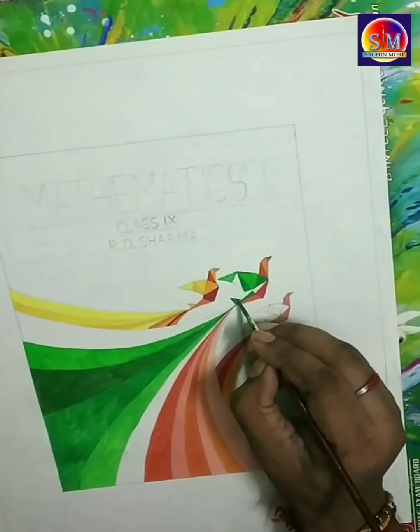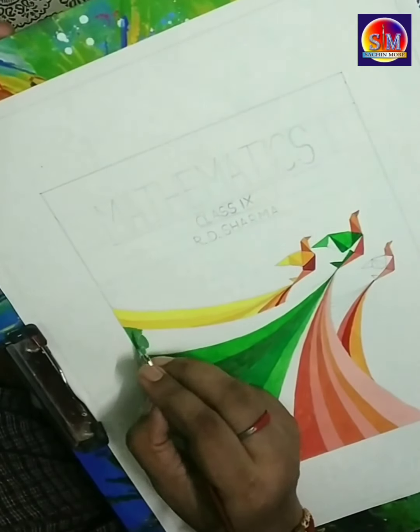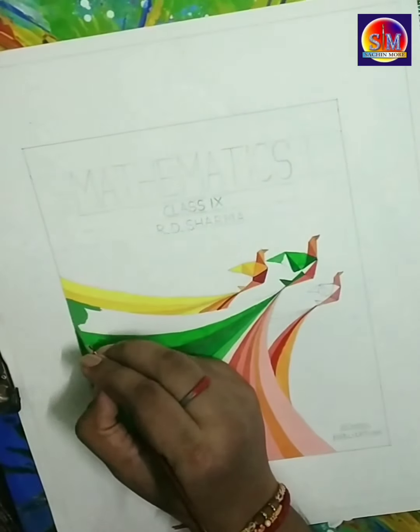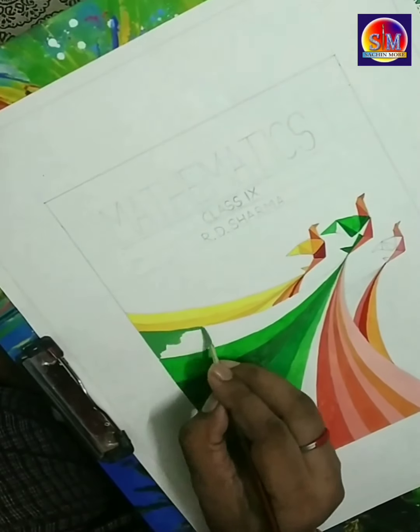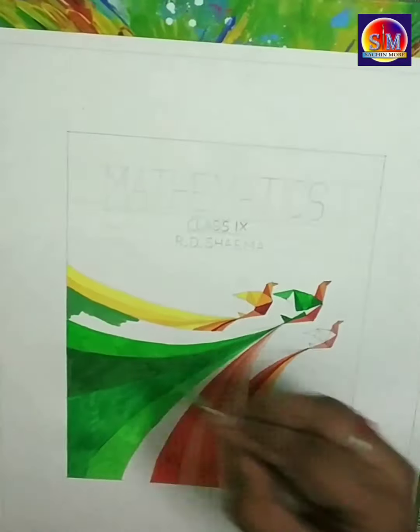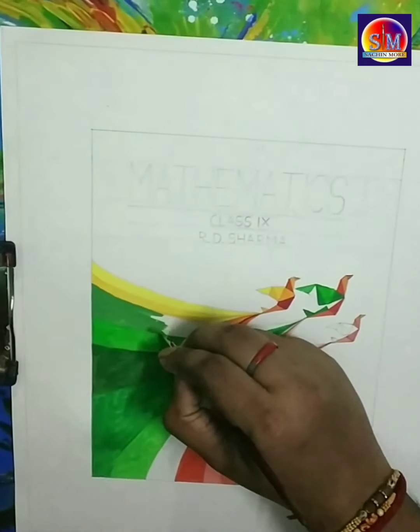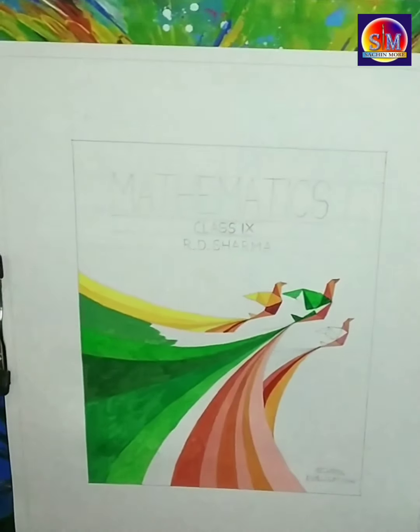Now this is a greenish grayish tone. For that I am adding white color to a darkish tone of the green, and that's why it gets a grayish tone of the green. Green, brown plus white gets a greenish grayish tone of the green.